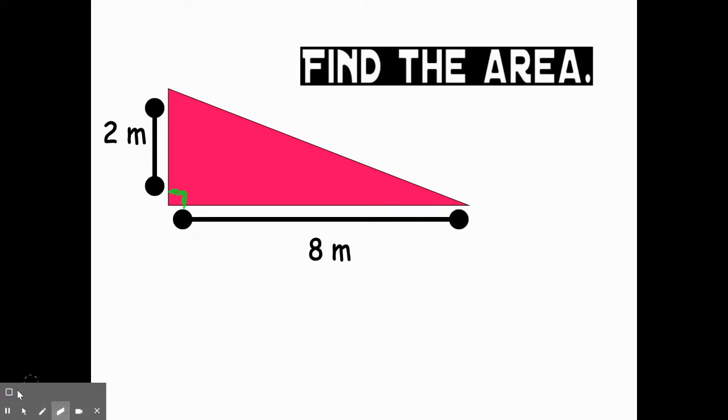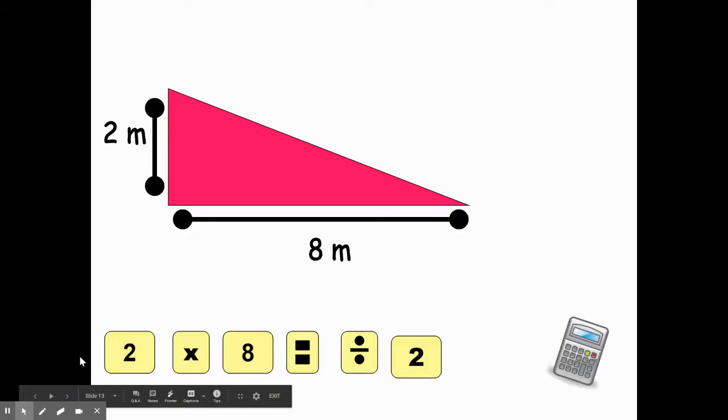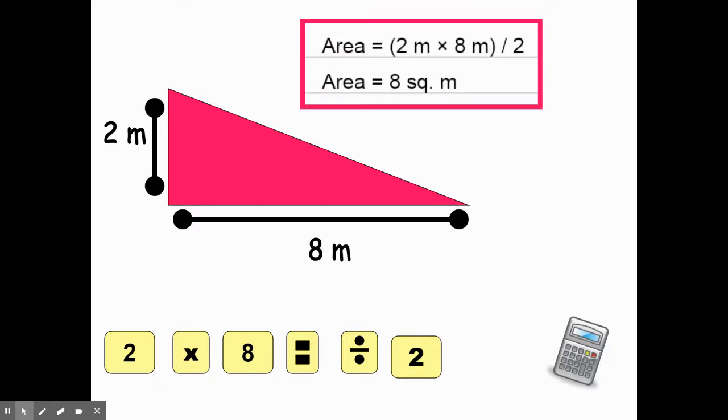So for this one, we would multiply 8 by 2, and that would give us 16. And then 16 divided by 2 is 8. Okay. Another strategy that you can do is you can take one of the dimensions and cut that number in half and then multiply it by the other number. So for example, if I took 2 and I cut that in half, that would give me 1. If I take 1 times 8, that's 8, which is my answer.